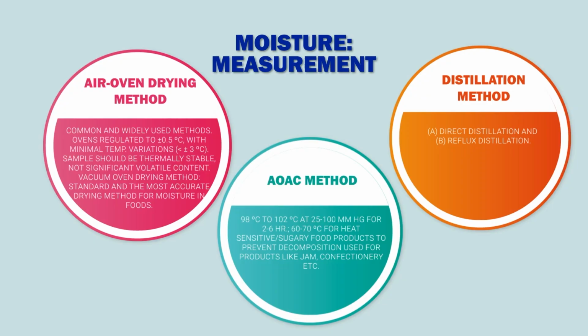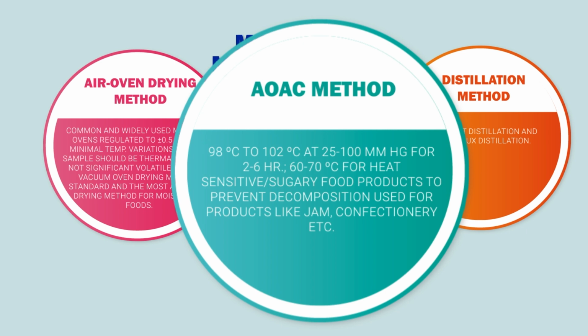So to remove the error, you have to be very, very careful what kind of method you use. For example, AOAC method says that your temperature in the oven should be 98 degree to 102 degree at 25 to 100 mm pressure, and you do it for 200 to 600 hours. But if suppose your product is heat sensitive, the same method would be done for 60 to 70 degrees temperature of the oven. So depending on your sample, you will choose.